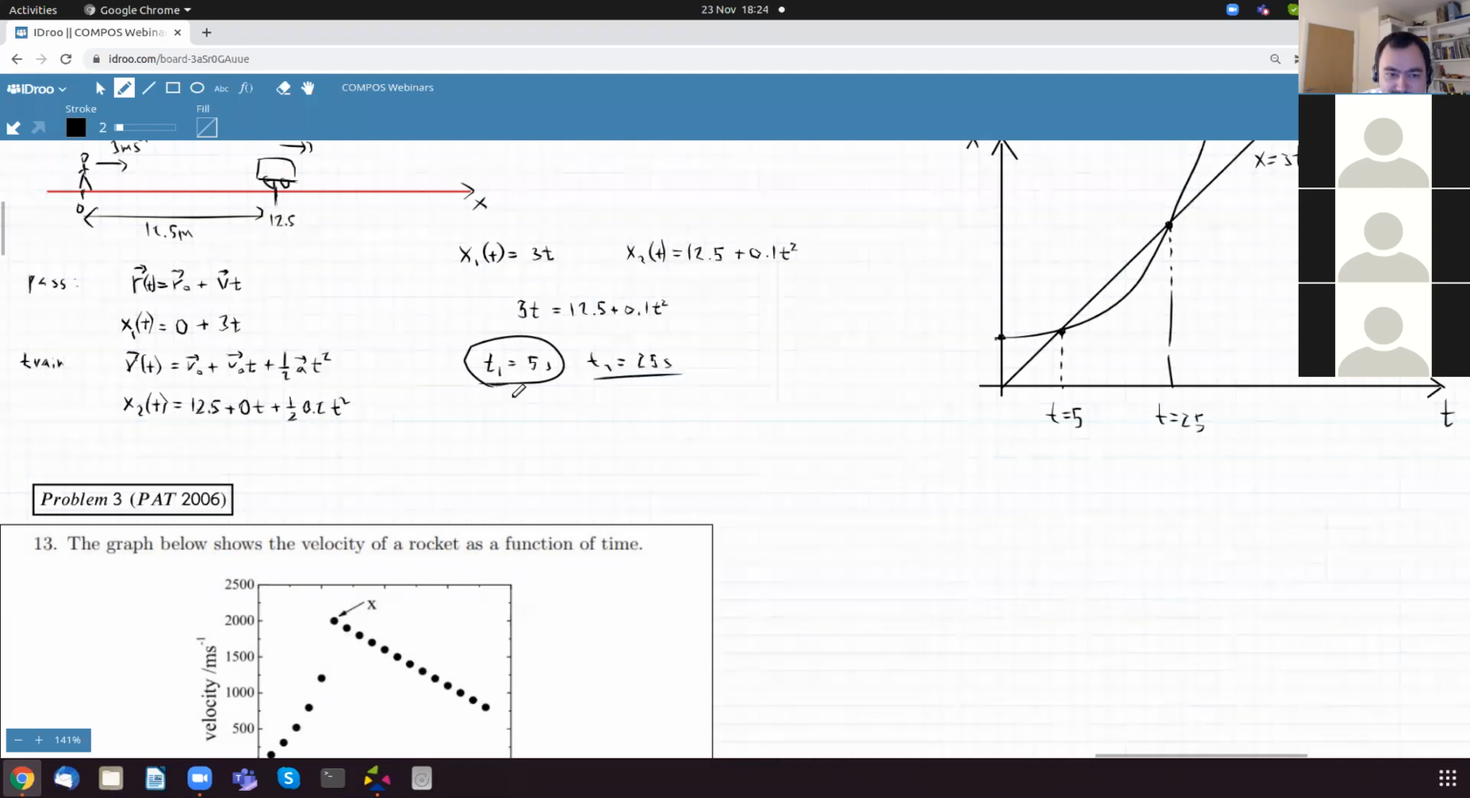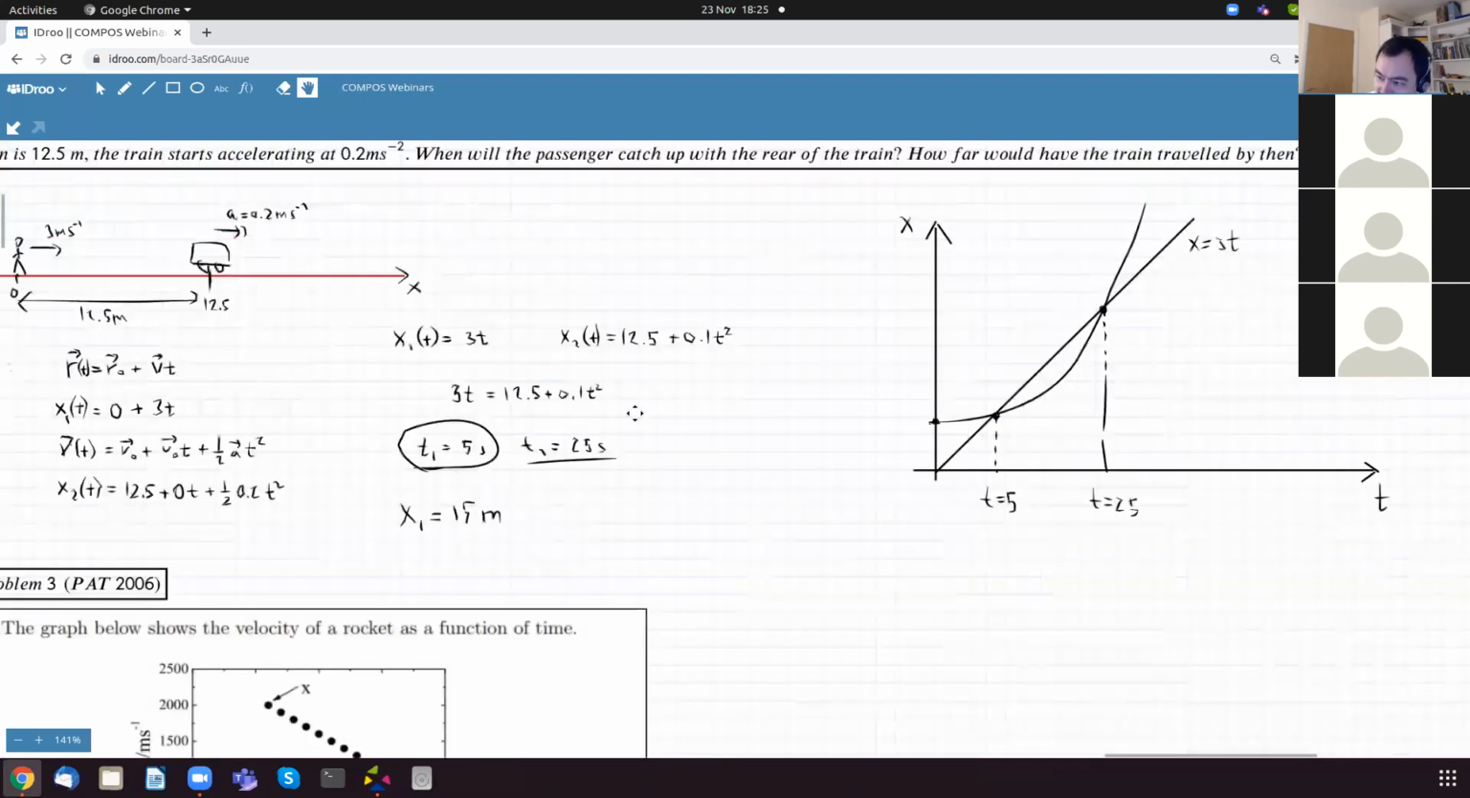So if t is 5, if you plug that in, x1 is equal to 15 meters. So the train would have only moved 2.5 meters. So yeah, it is sometimes possible. Don't try this at home. Don't try jumping a moving train.